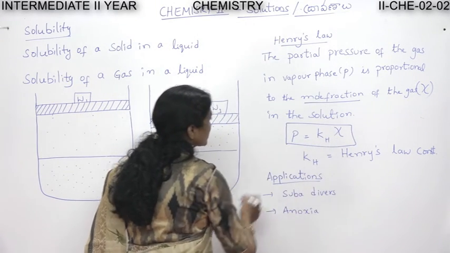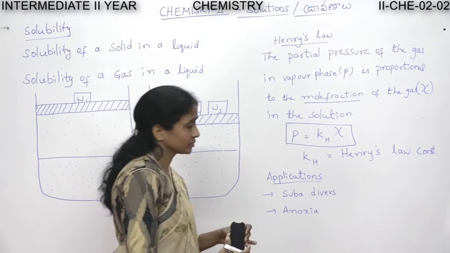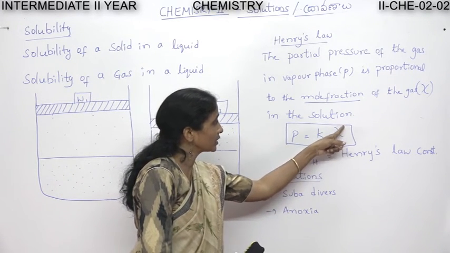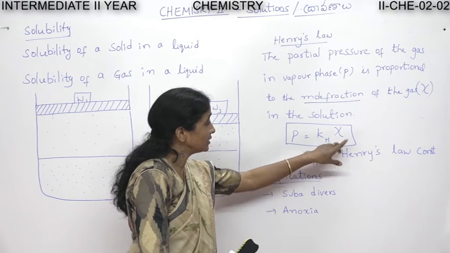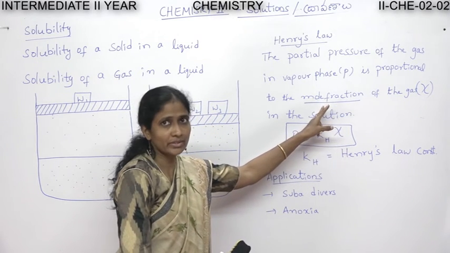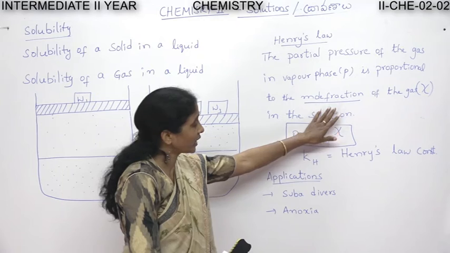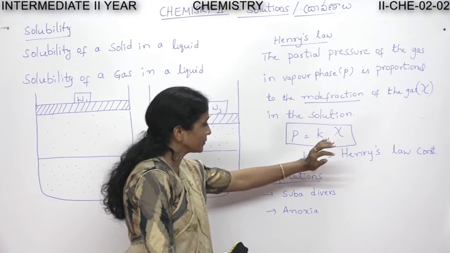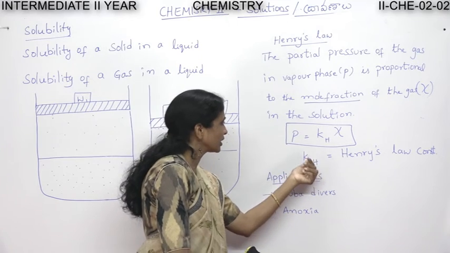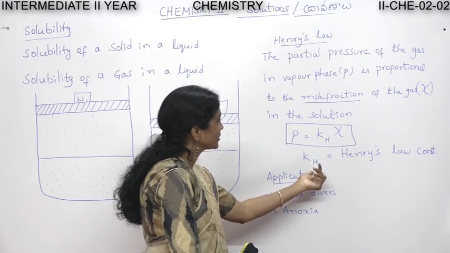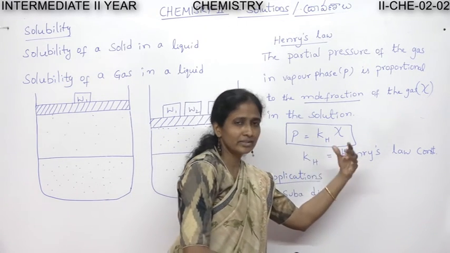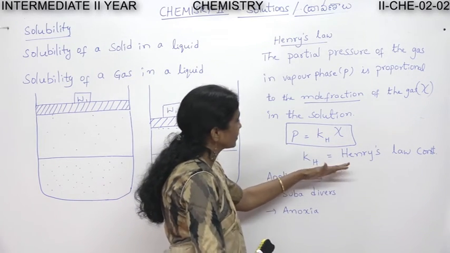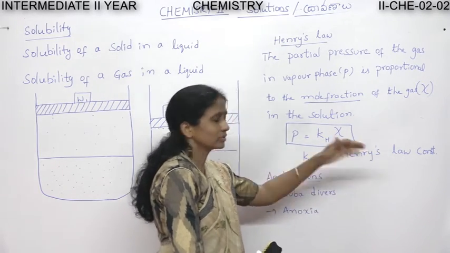P equals KH times chi. We have already learned that chi represents the mole fraction. So P equals KH chi. Here K is a constant and H goes with Henry, so KH is Henry's law constant.